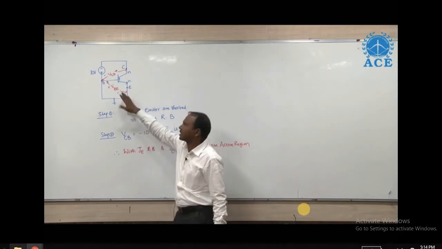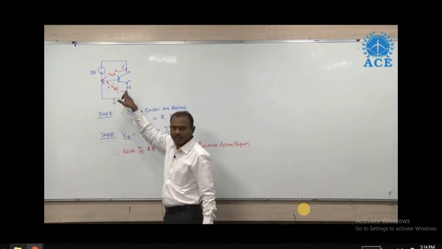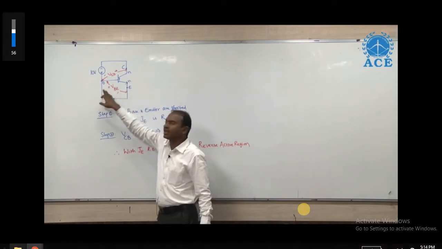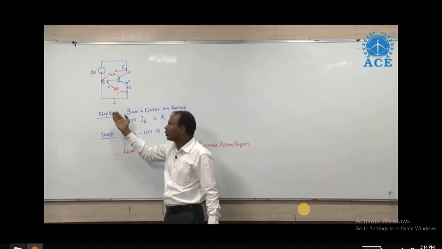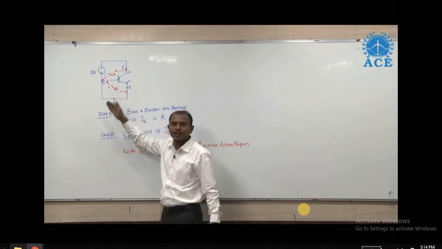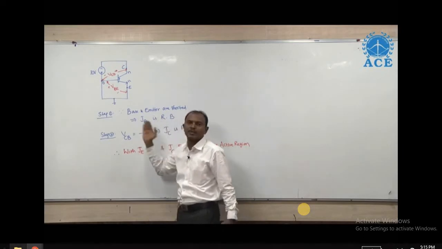If you look into the circuit carefully, base and emitter are shorted, meaning the effective voltage at the base and the effective voltage at the emitter is 0. Therefore, the base current into the circuit is 0. Therefore, the emitter junction is reverse biased.